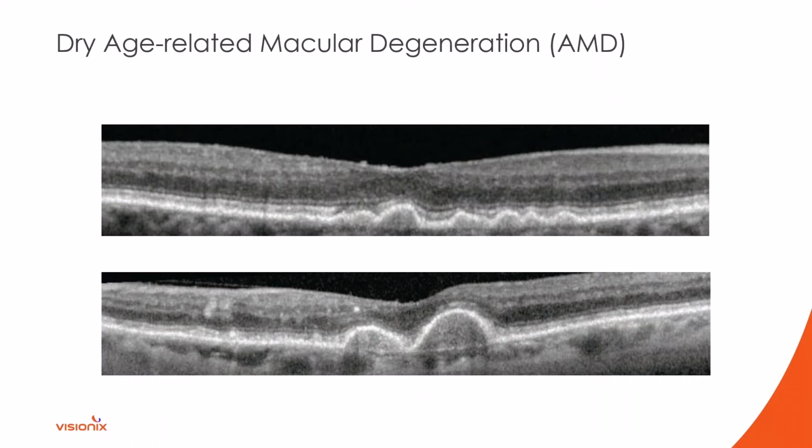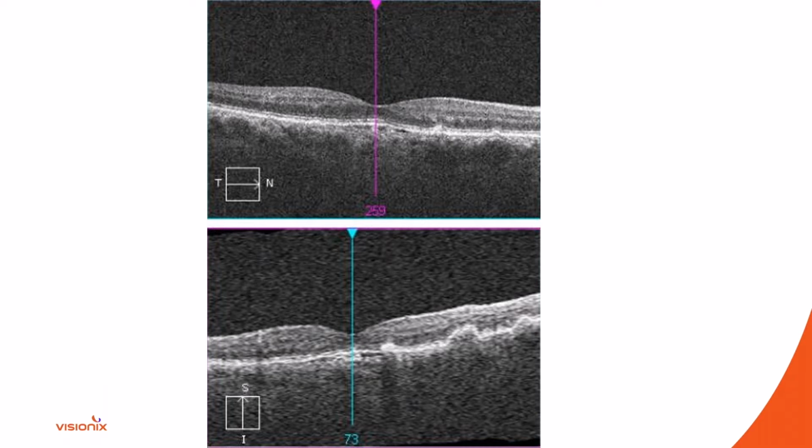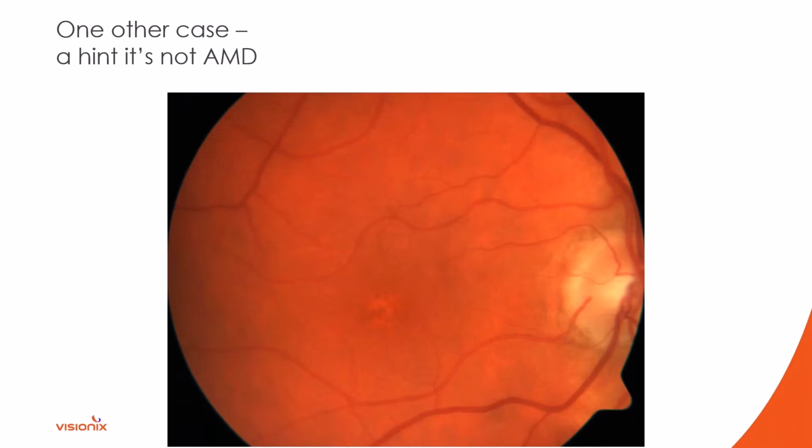So again, dry macular degeneration showing pigment epithelial detachments, or PEDs in this particular case, a big one, a couple of them on the bottom. And again, more pictures of dry macular degeneration right here. One other case, and again, a hint, it's not macular degeneration in this one.